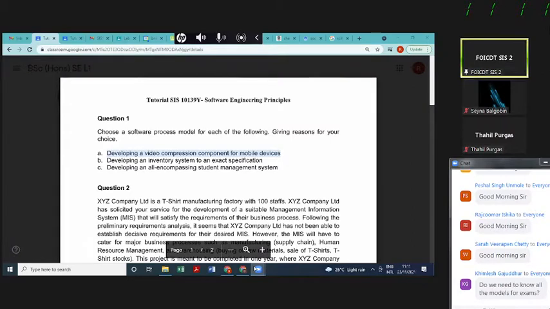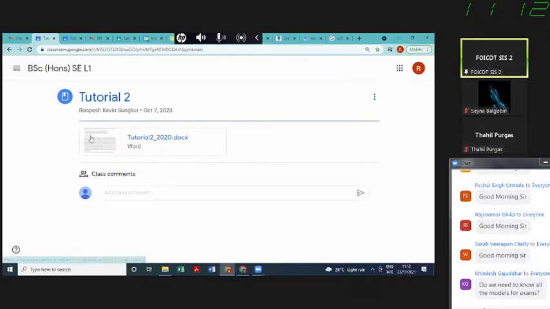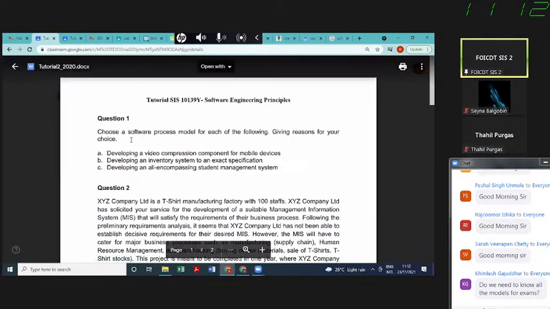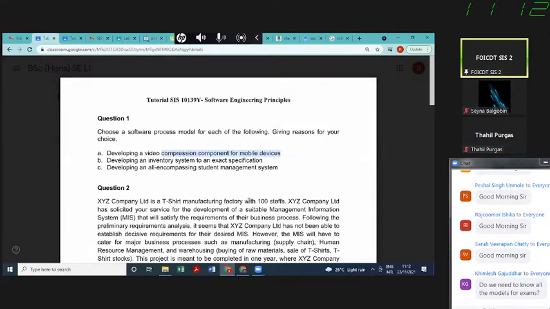Abhishek? What software development process do you think you will adopt to develop a video compression component for mobile devices? What methodology do you think you will use?